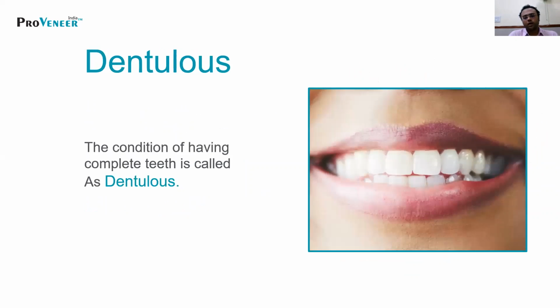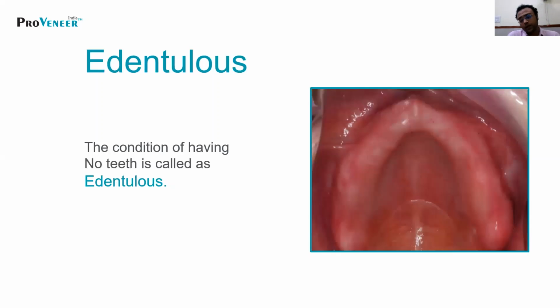When a person has teeth, that kind of dentition is called dentulous dentition, when all kinds of teeth are present. But when all the teeth are missing, it's called completely edentulous. When a person has one tooth missing, that region is edentulous, for example edentulous with respect to the missing central incisor, lateral incisor, canines, premolars, and molars, and so on.